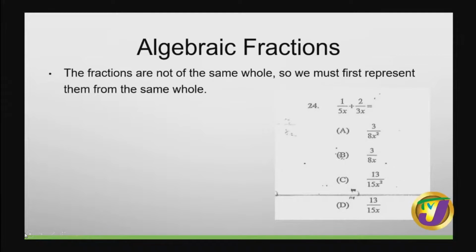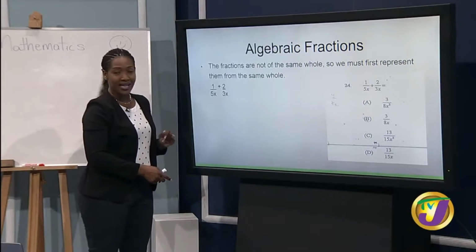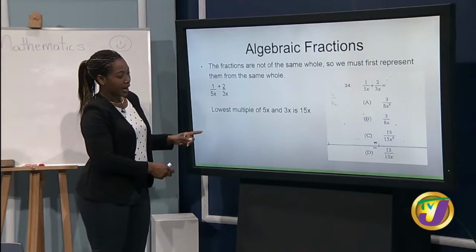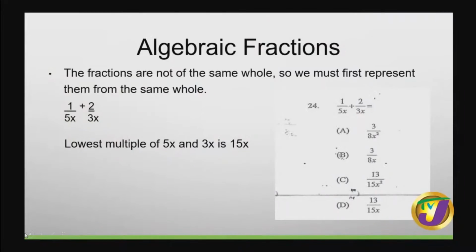That's what I was trying to capture here. If the fractions are not of the same whole, we must first represent them from the same whole. So let's look at that. We're going to find the lowest common multiple for 5x and 3x. All right? And that would have been 15x.